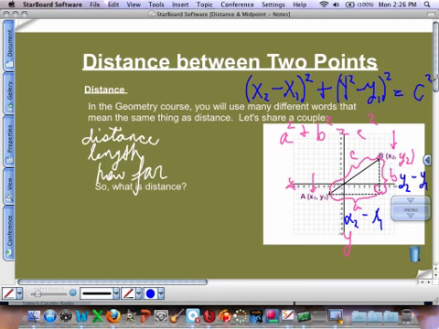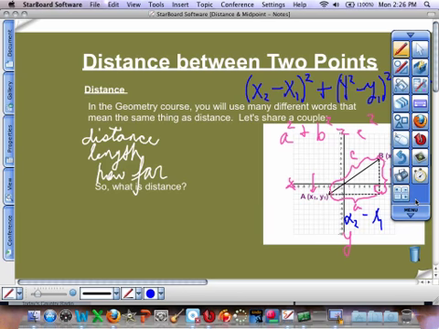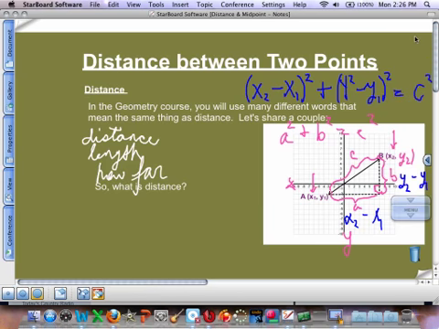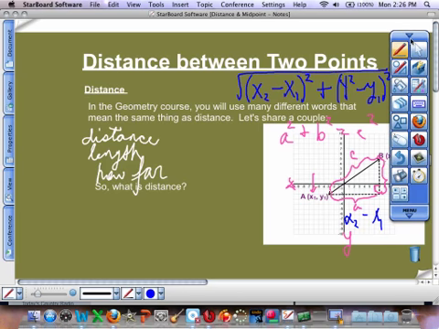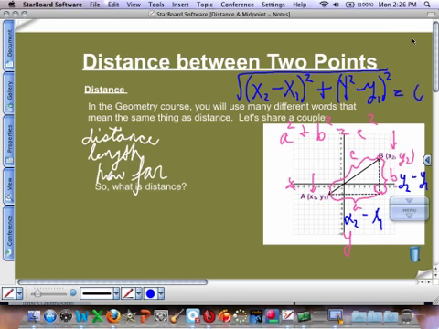I want c. So how do I get c by itself? How do I get rid of the square? What cancels out a square? Take the square root. We're going to get rid of that square by taking the square root of both sides, and voila, we now finally have our distance formula.